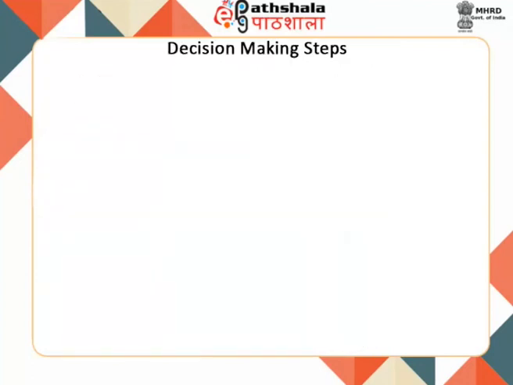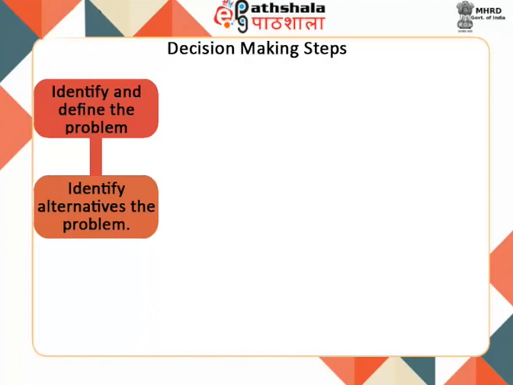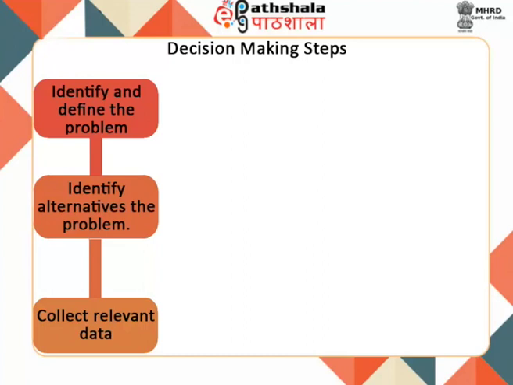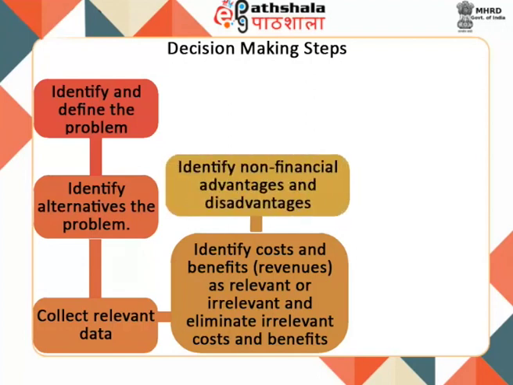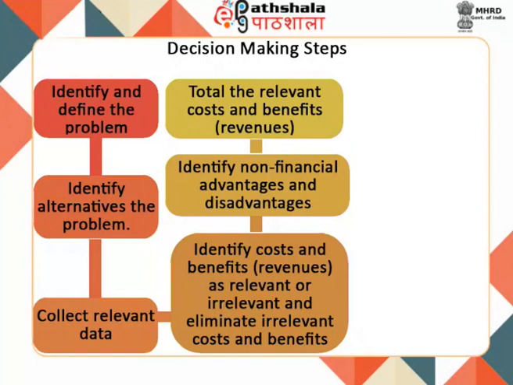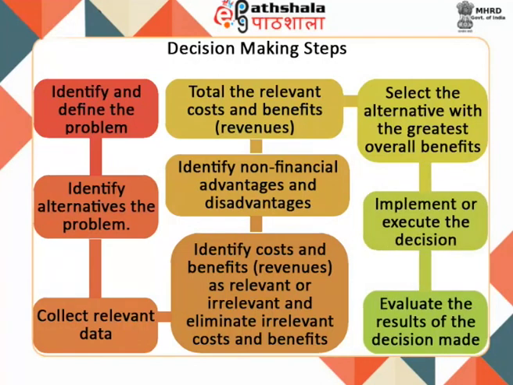The overall decision-making process, also known as the decision model, involves a series of steps. These are: identify and define the problem; identify alternatives as possible solutions to the problem; collect relevant data, costs and benefits associated with each feasible alternative; identify costs and benefits or revenues as relevant or irrelevant, and eliminate the irrelevant costs and benefits or revenues from consideration; identify to the extent possible non-financial advantages and disadvantages, also known as qualitative factors, about each feasible alternative; total the relevant costs and benefits or revenues for each alternative; select the alternative with the greatest overall benefits, that is, make the decision; implement or execute the decision; and evaluate the results of the decision made.